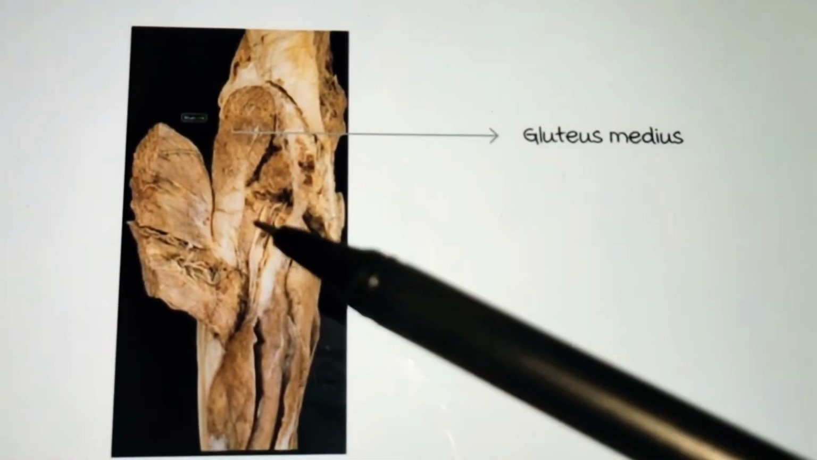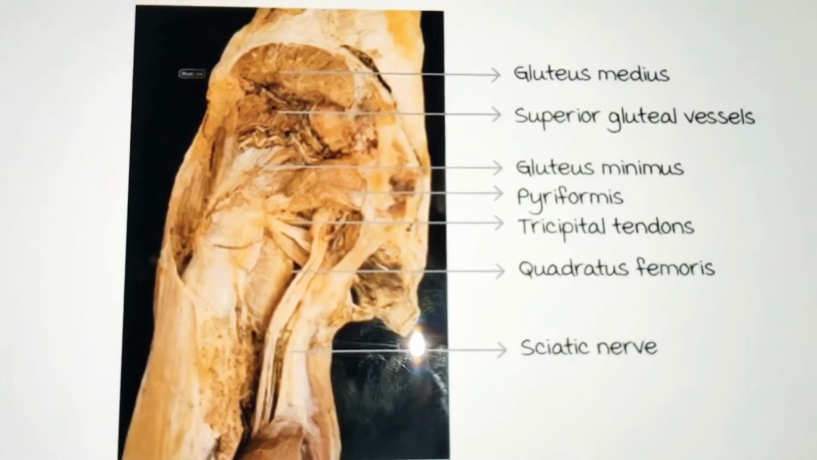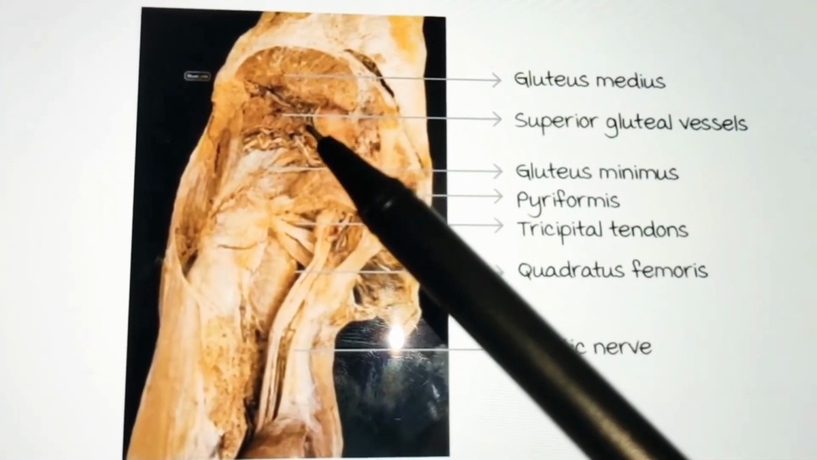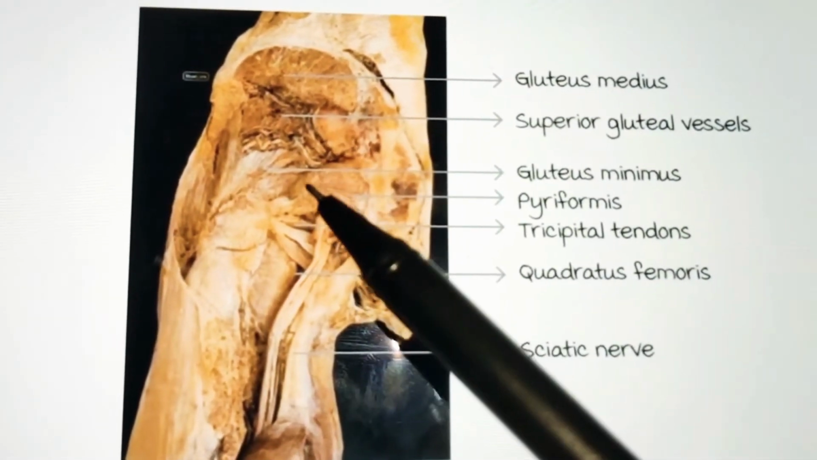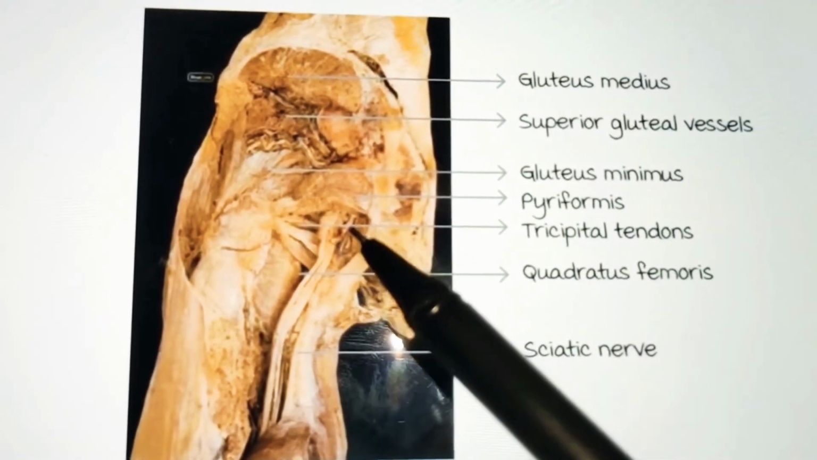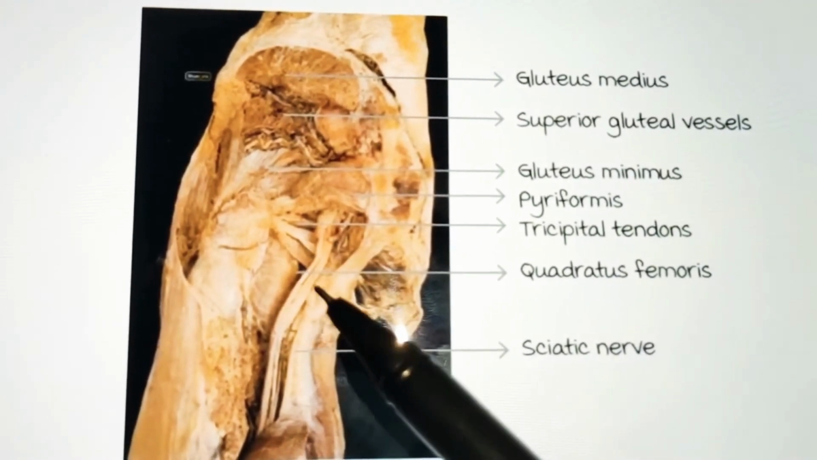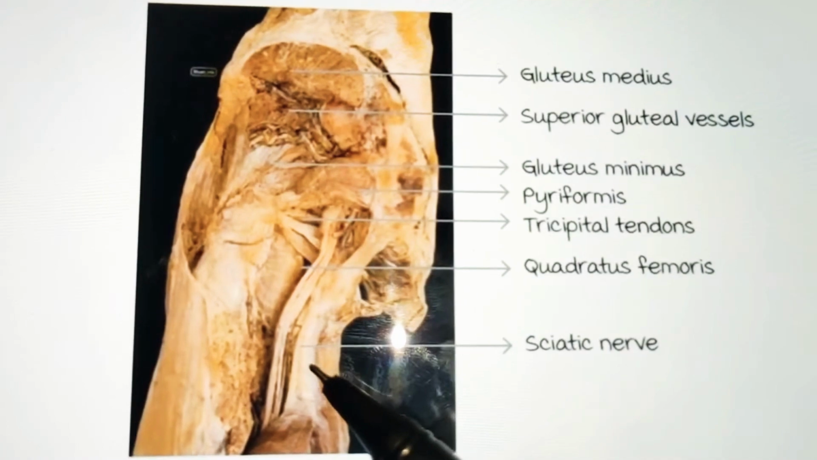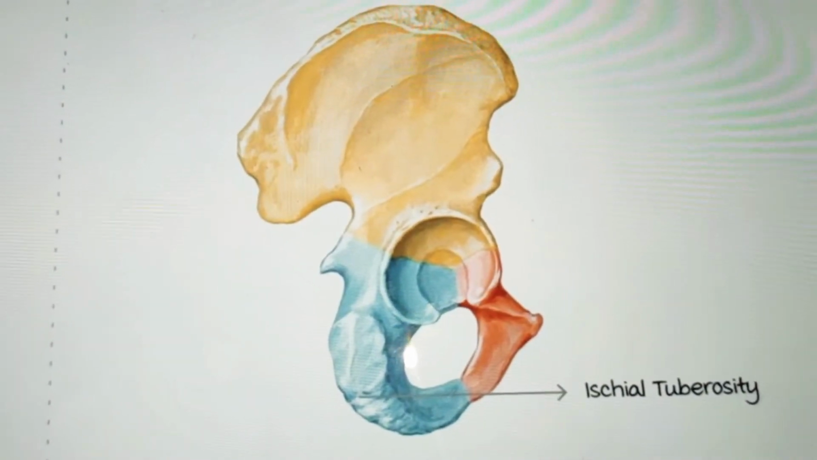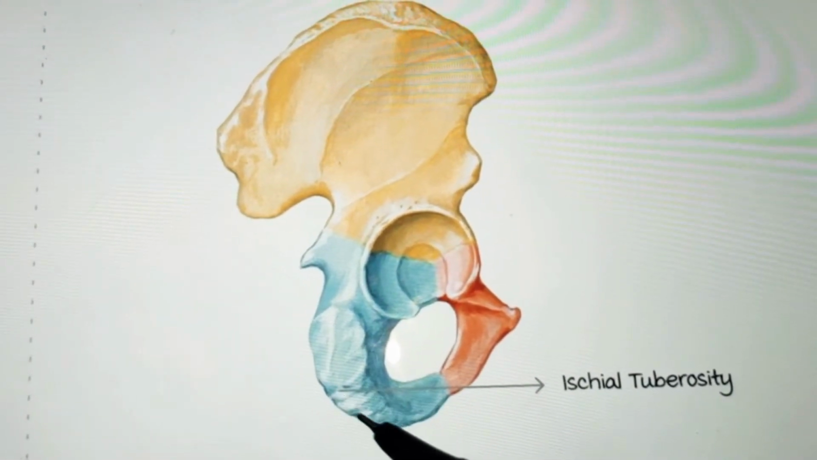Here you can see this is the gluteus medius muscle, this is the superior gluteal vessels, this is the gluteus minimus, this is the piriformis, this is the tricipital tendon, it is quadratus femoris, this is sciatic nerve. So as I said, all the hamstring muscles are originating from the ischial tuberosity.